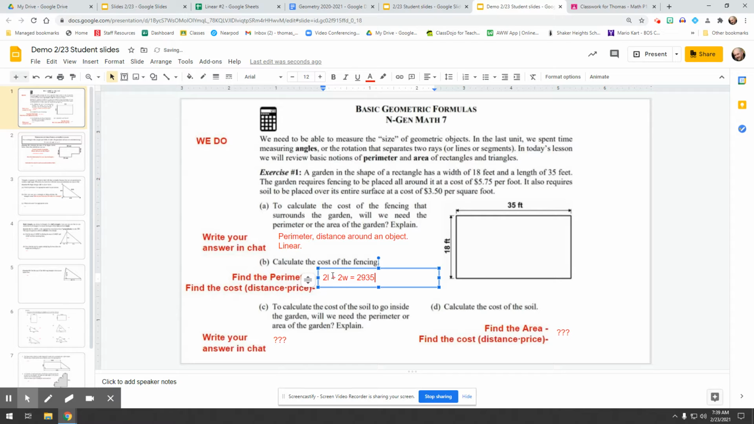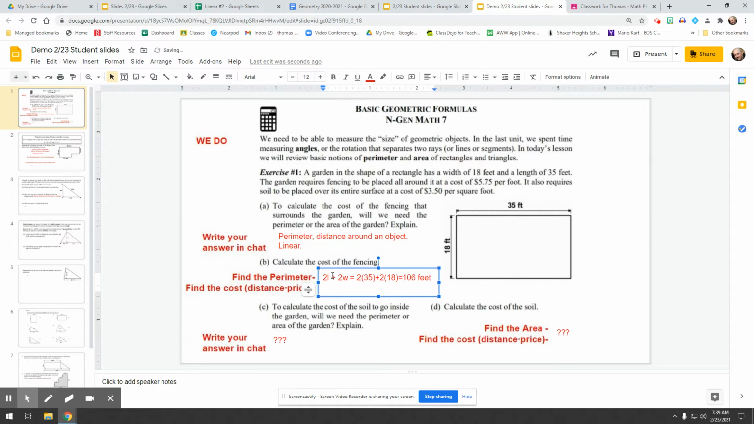So one side was 35, and the other side was 18. You have to multiply 2 times 35, you have to multiply 2 times 18, and you have to add them up. That's going to give you the total distance around the outside of this shape. So 2 times 35 is 70, and 2 times 18 is 36. So that is a total of 106, and that's going to be 106 feet. It's a linear distance, so it's linear feet.